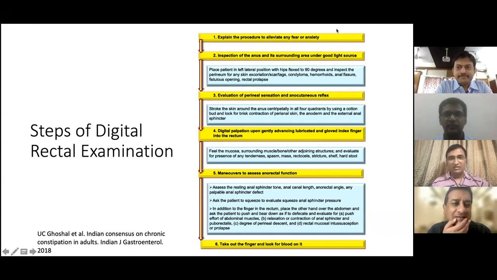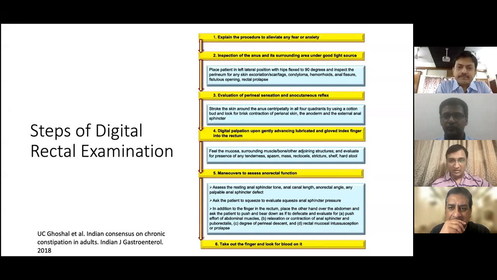True, sir. First and foremost, we have to explain the procedure to alleviate any fear or anxiety that the patient has. Subsequently, we have to have a good inspection with the patient in the left lateral position with the hips flexed to 90 degrees. We inspect the perineum for any excoriation, scar, tags, any condyloma, any external hemorrhoids, any fissure or fistulous opening, or rectal prolapse. We evaluate for the perineal sensation and the anocutaneous reflex.